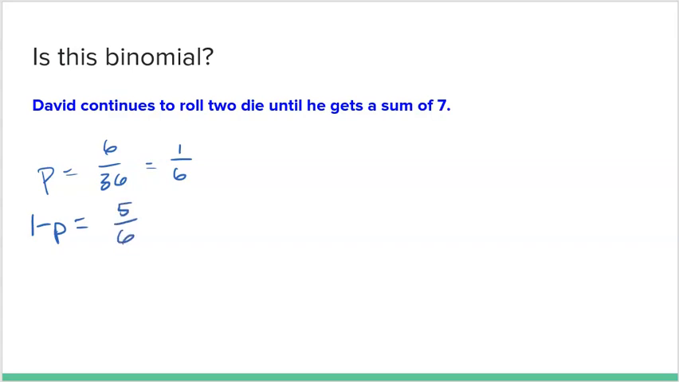But I was never told a number of trials. I need a number of trials. It just said continue to roll until he gets a sum of 7. That's not binomial. Binomial would say something like roll it 5 times, and how many times did you get a sum of 7?